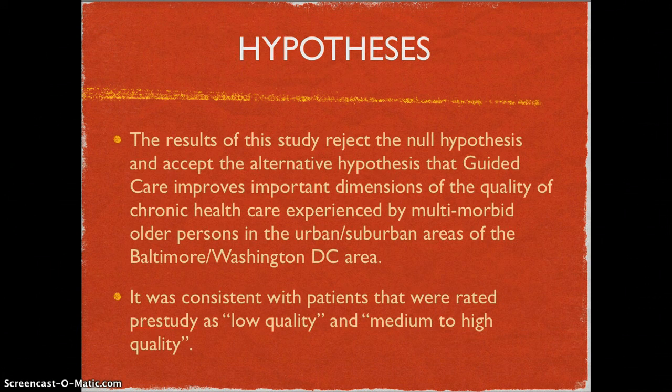The results of this study rejected the null hypothesis and accepted the alternative hypothesis that guided care improves important dimensions of the quality of chronic care experienced by multimorbid older persons in the urban and suburban areas of Baltimore and Washington, D.C. It was consistent with patients who were rated pre-study as low quality and medium to high quality.